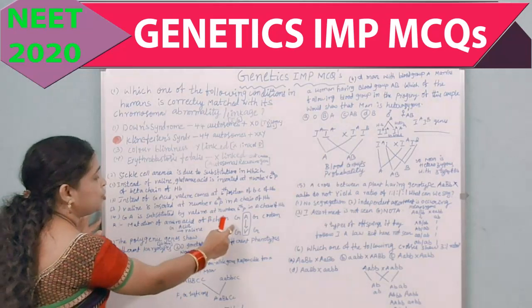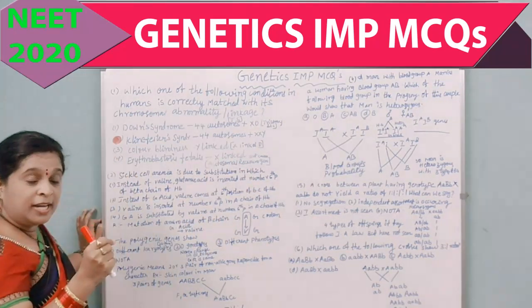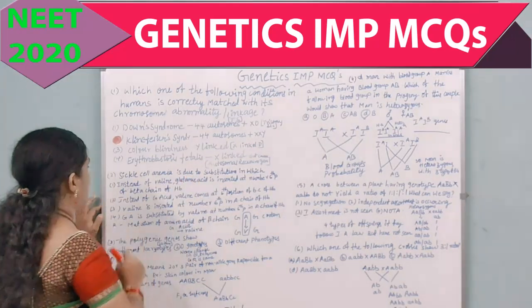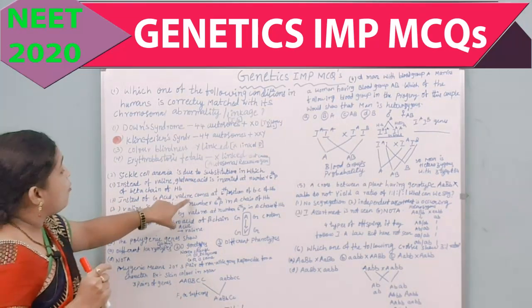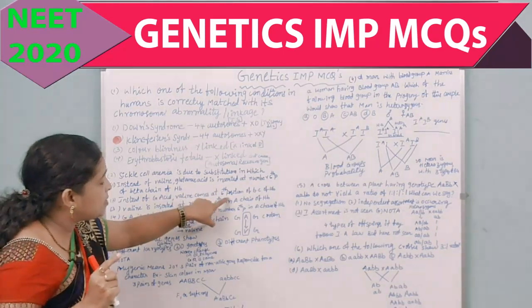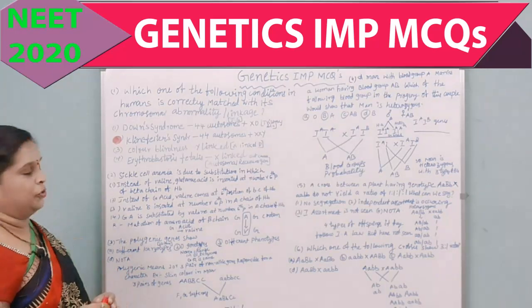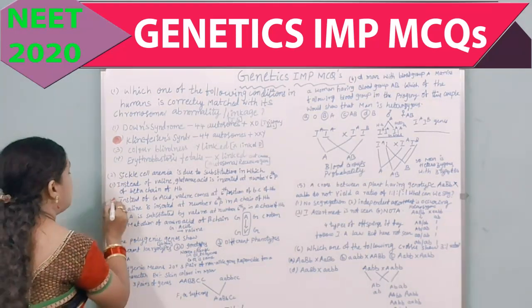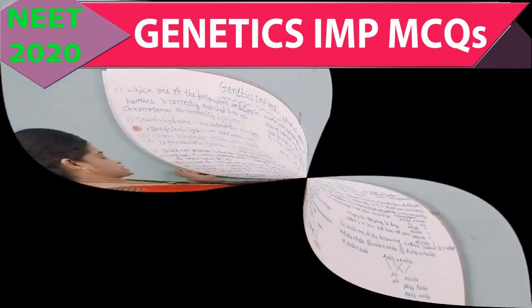But in which position does it occur? In the 6th position. In which chain does it occur? In the beta chain. So the answer is: instead of glutamic acid, valine comes at the 6th position of the beta chain of HB, which is the right option. So you have to bubble the B option in your OMR sheet.